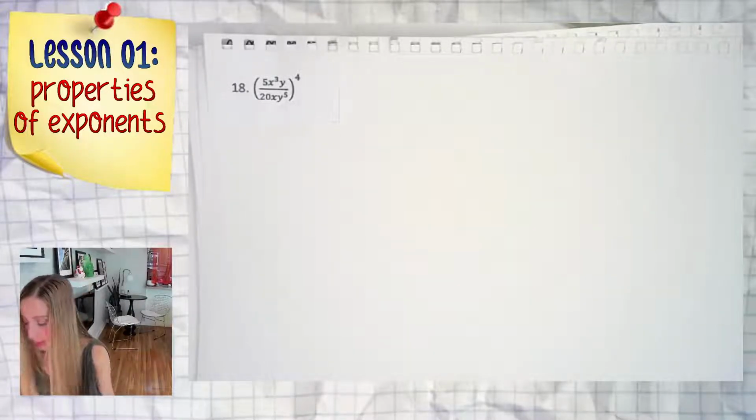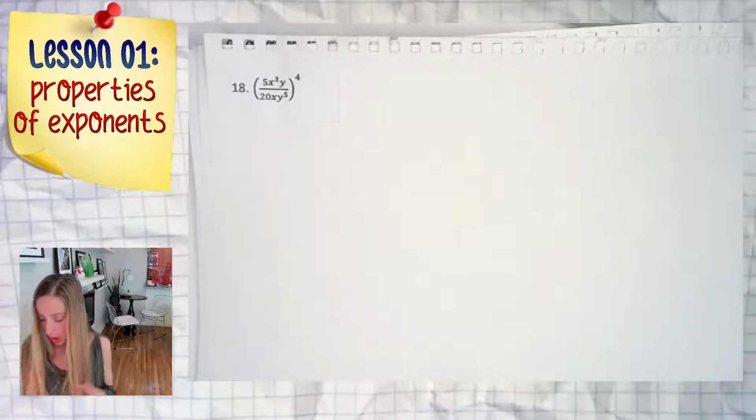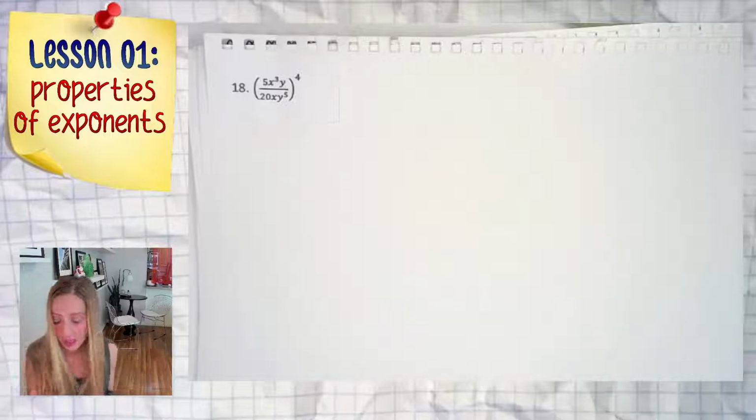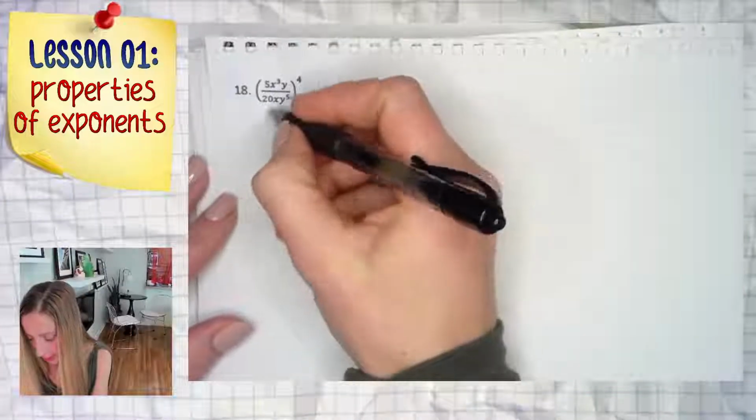In this example, we are looking at a medley of things. We have a division or fraction bar in our problem. We have the entire quantity being raised to a power. We have things we can simplify. So let's get into the example.